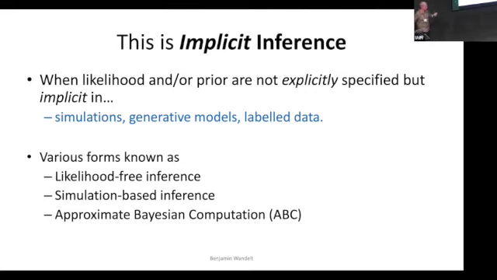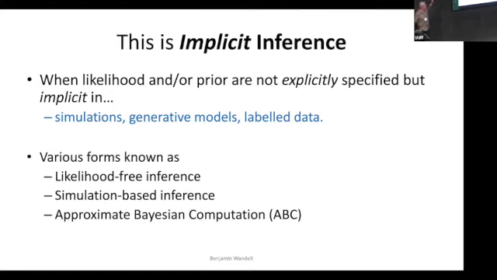That's often the case in physical sciences, but it could be generative models, could be a neural network generating something. It could be labeled data that you find somewhere. It just happens to have data-parameter pairs that exist somehow. Those could define your model, and then you can do inference based on that. So it's very general, and various forms and special cases of this are called likelihood-free inference.